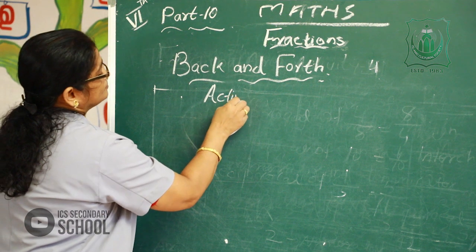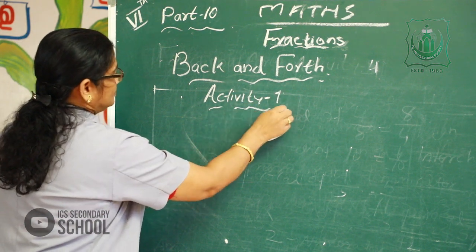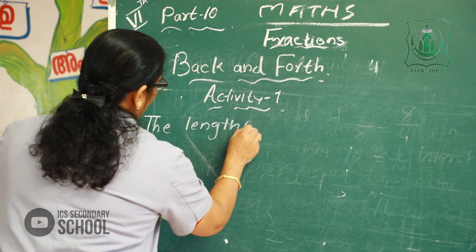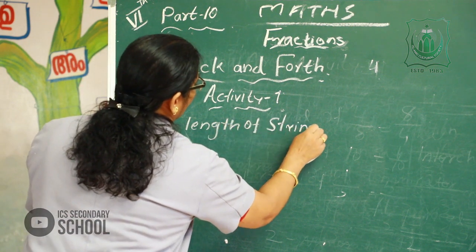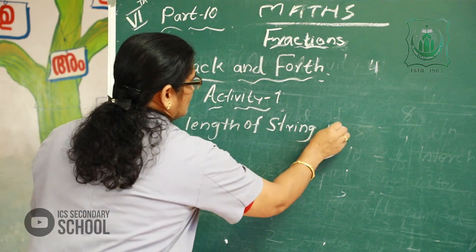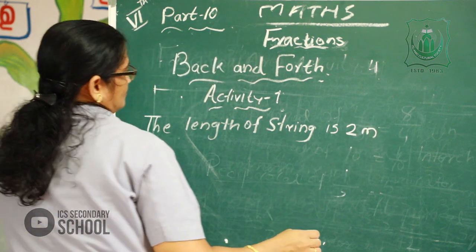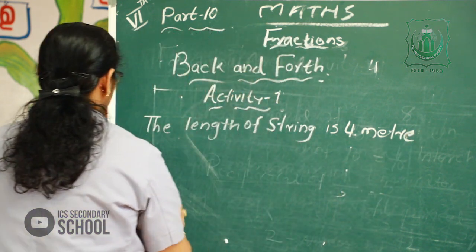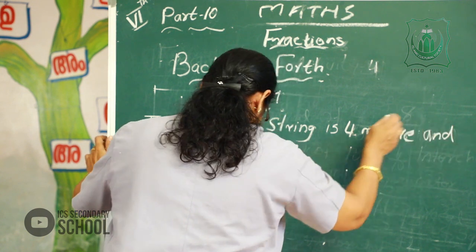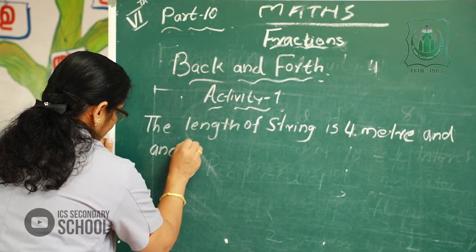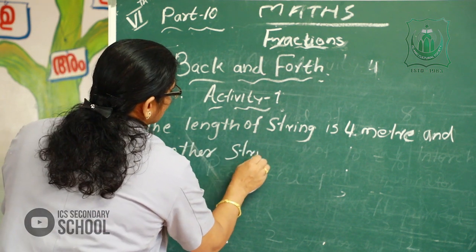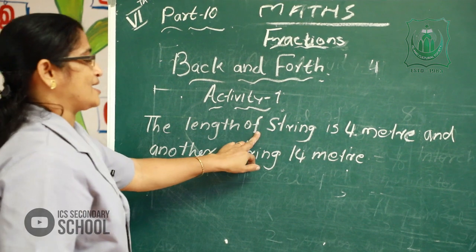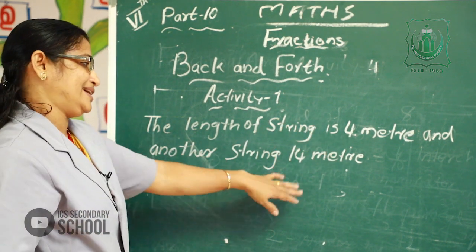Activity first. The length of a string is 4 meter and another string is 14 meter.